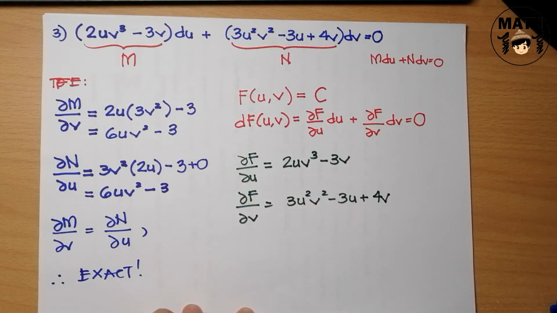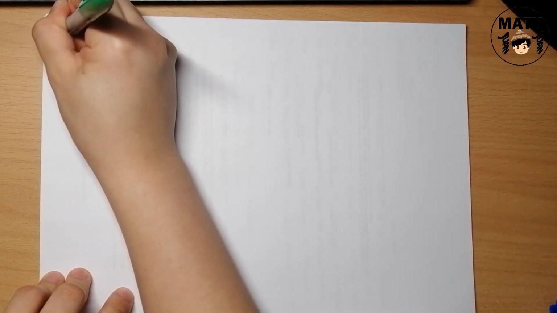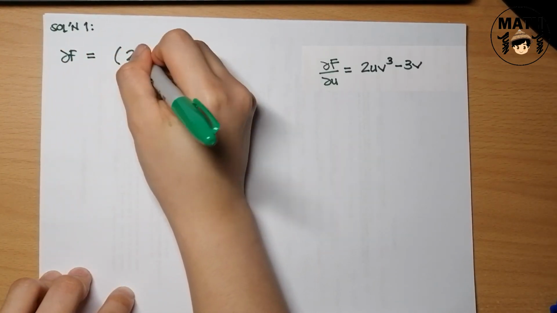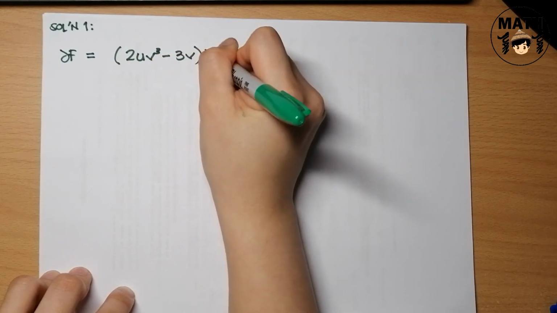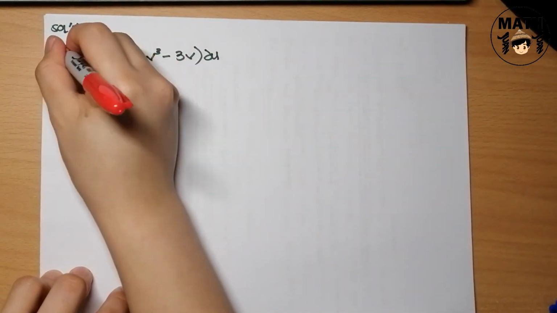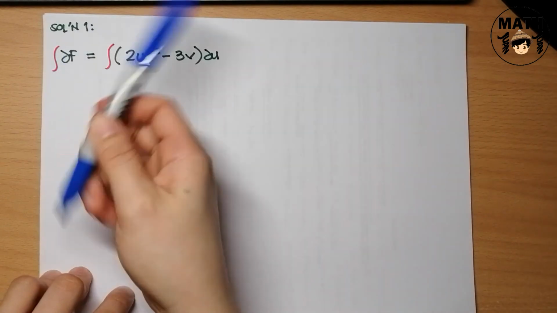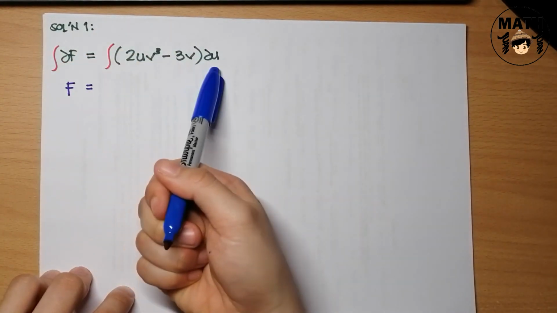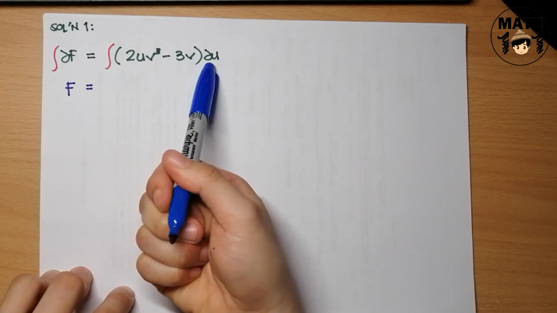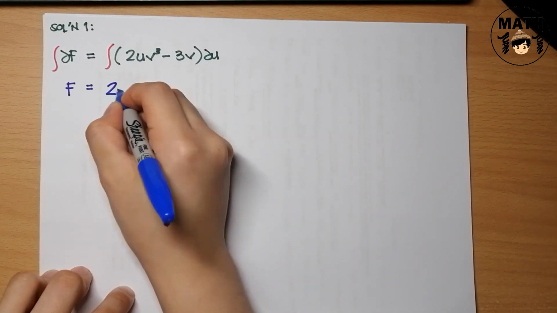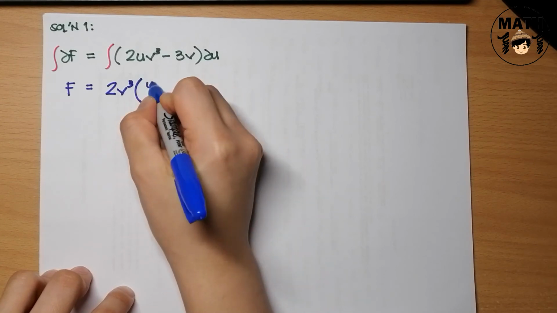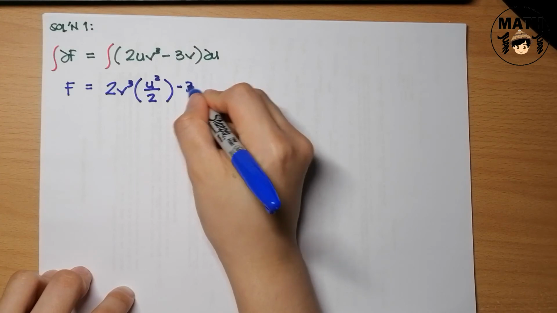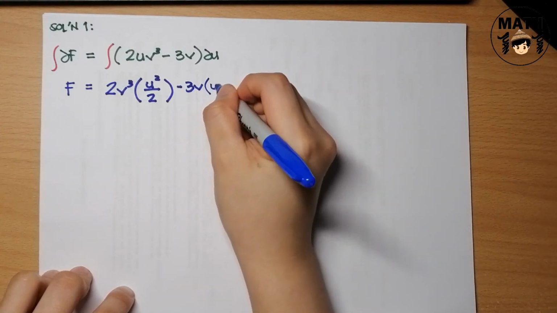Gamitin natin pareho para mas masaya. So gamitin natin solution 1, yung kapag kinonsider natin yung partial of f with respect to u. I-write ko lang dito. So to solve for the function f, we will integrate. The integral of the derivative of f is f equals the integral of 2uv cubed with respect to u. So, si 2v cubed constant, the integral of u is u squared over 2 minus constant, kasi u ito. And the integral of du is just u.